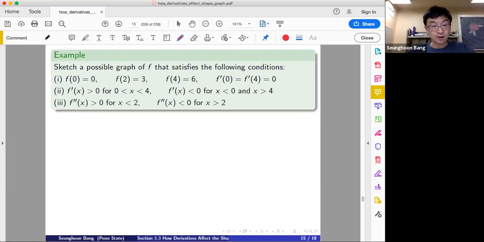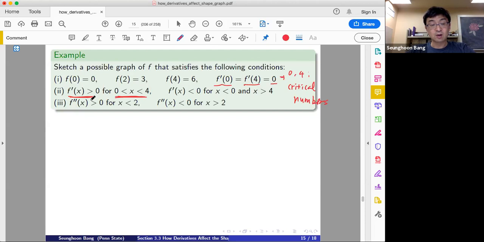How can I sketch the graph? The idea is like this. The first one, f prime of 0 equals 0, f prime of 4 equals 0. What does it mean? In this case, 0 and 4 are critical numbers. We know these kinds of things, the critical numbers. Next, you can check whether the graph is increasing or decreasing. So we have 0 and 4. f prime of x is positive.